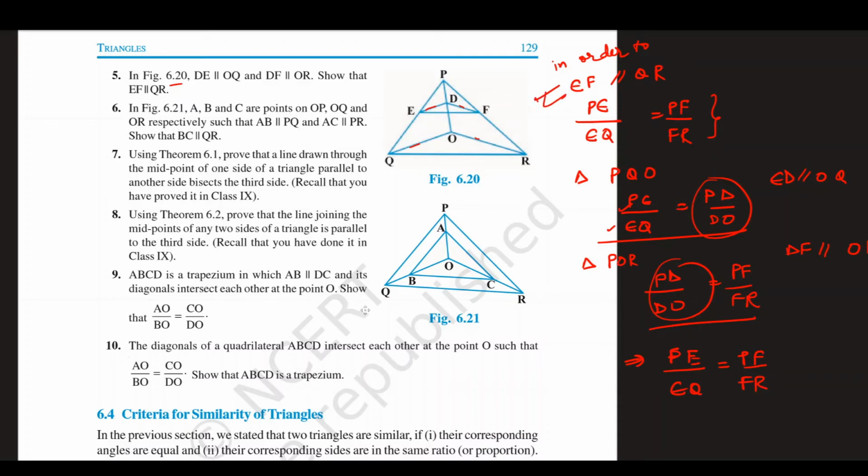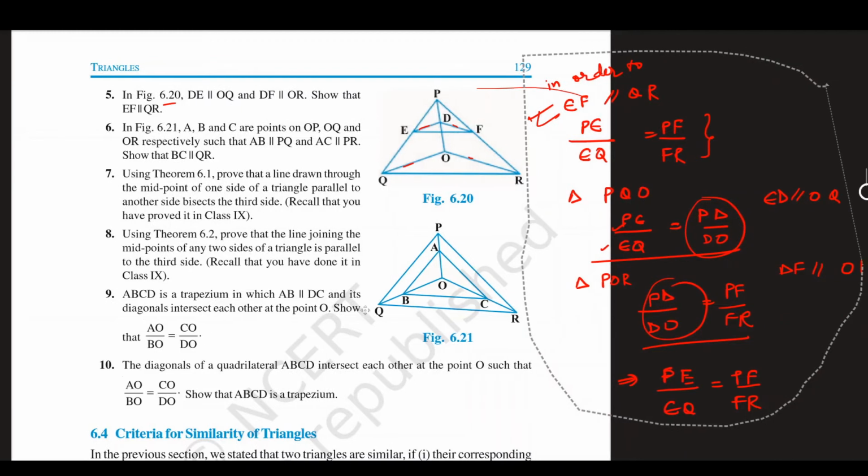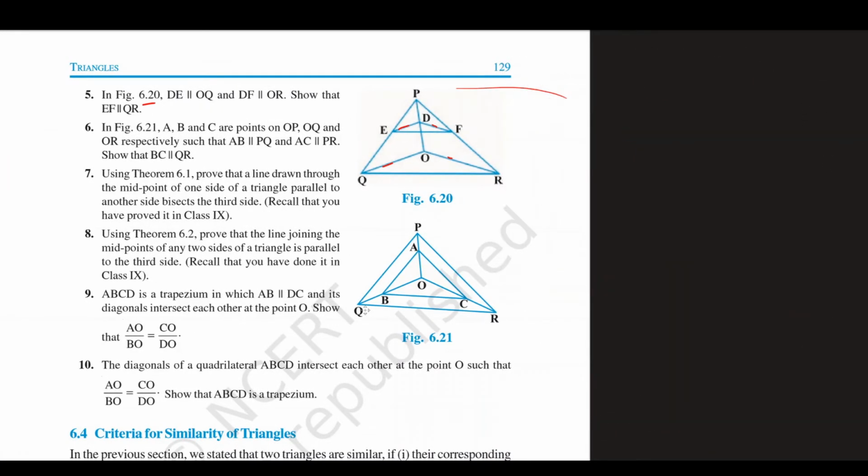Okay, so let me clean this. Now we have the sixth question, which says that in this figure, A, B, C are points on OP such that AB is parallel to PQ and AC is parallel to PR, and we have to show that BC is parallel to QR. So consider triangle POQ.